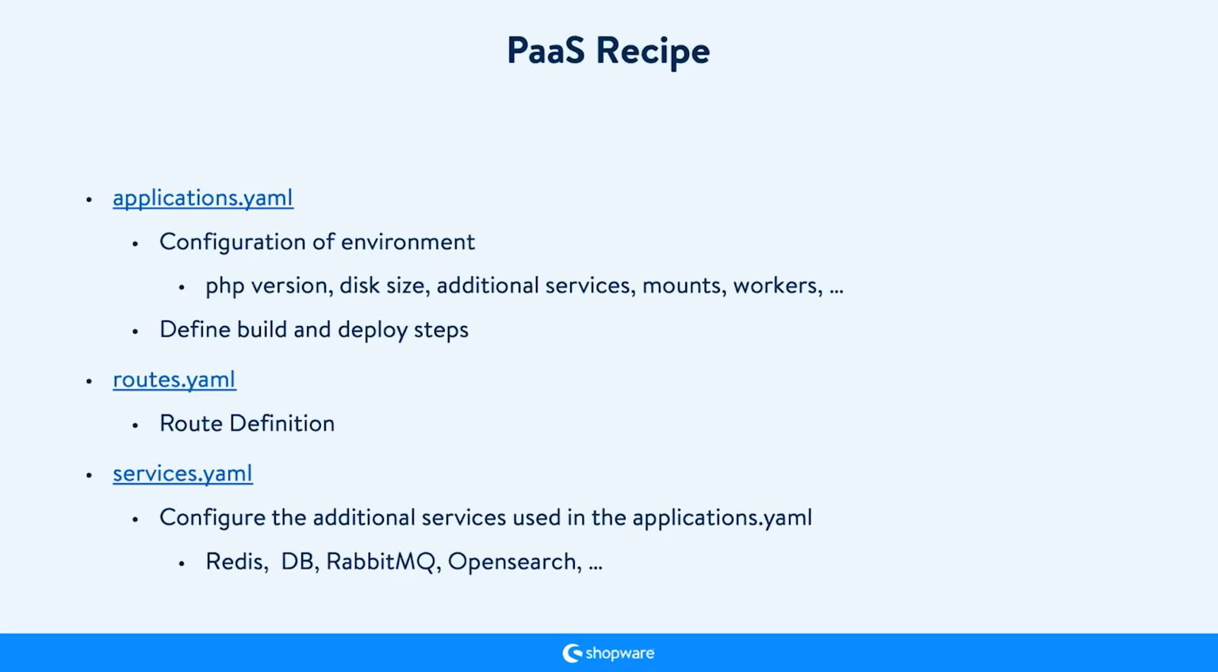In the routes YAML, there's a route definition, like was also said, about how to access the application itself. And in the services YAML, there are the services that are used in the application YAML, like Redis, database, RabbitMQ, OpenSearch.